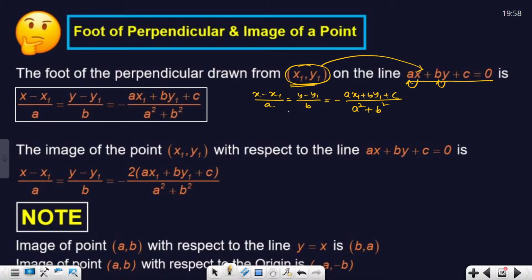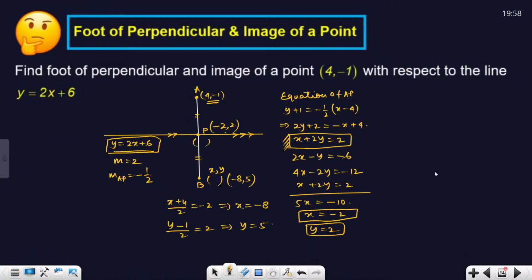X and y is the coordinate of the foot of the perpendicular. This is the foot of the perpendicular. So from this equation, you can easily find out the foot of the perpendicular. Let me just try the same sum that we have done right now by using this formula.